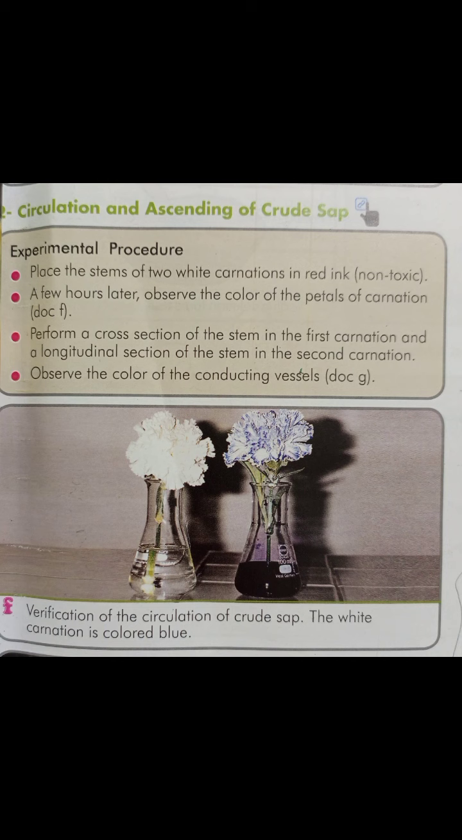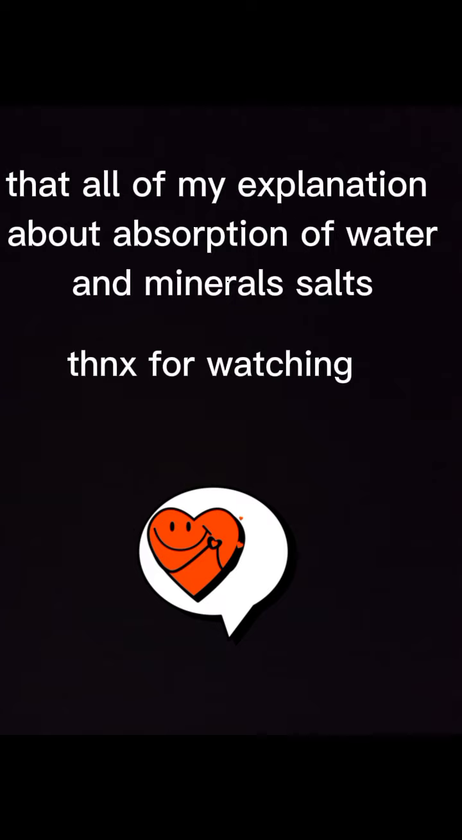Let's see. The conducting vessels are found in the root, stem, leaf, and the flower, because the dye was taken from the roots to the petal, passing through the stem and leaves. That's all of my explanation about absorption of water and mineral salts.